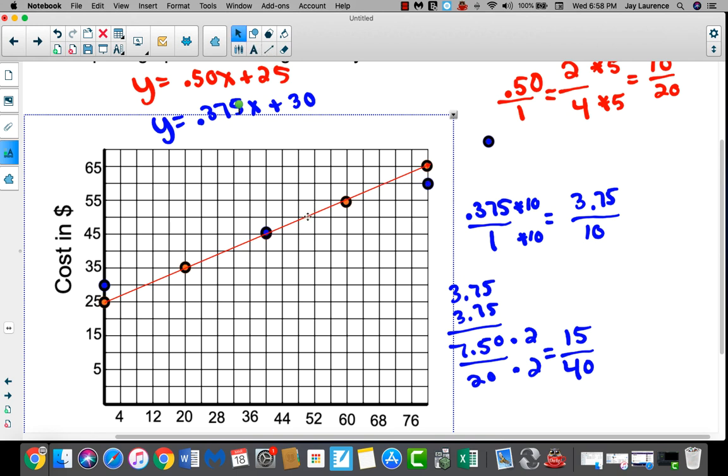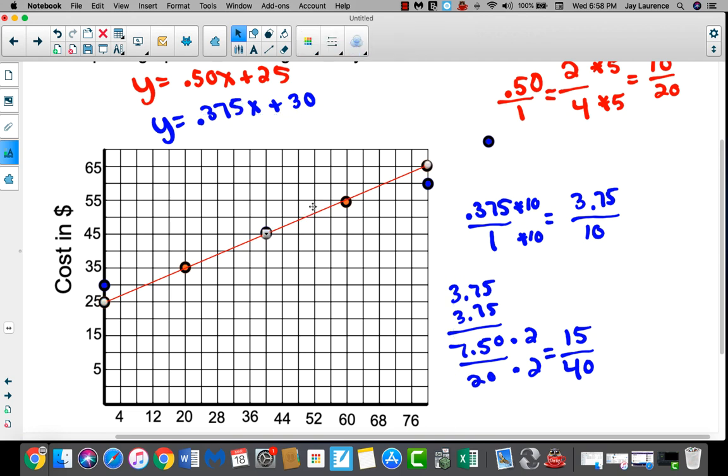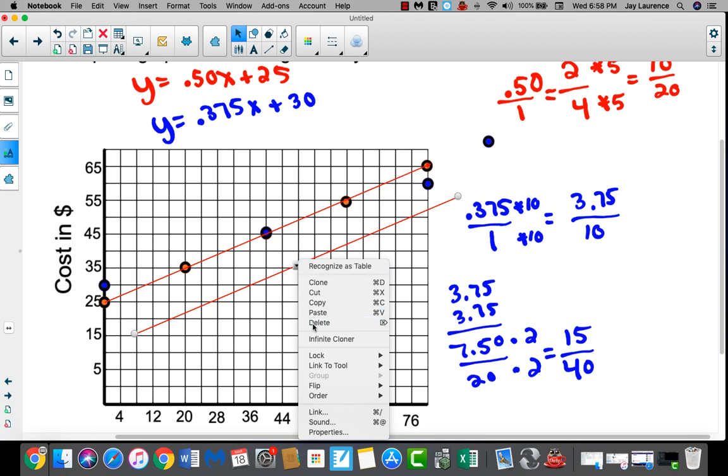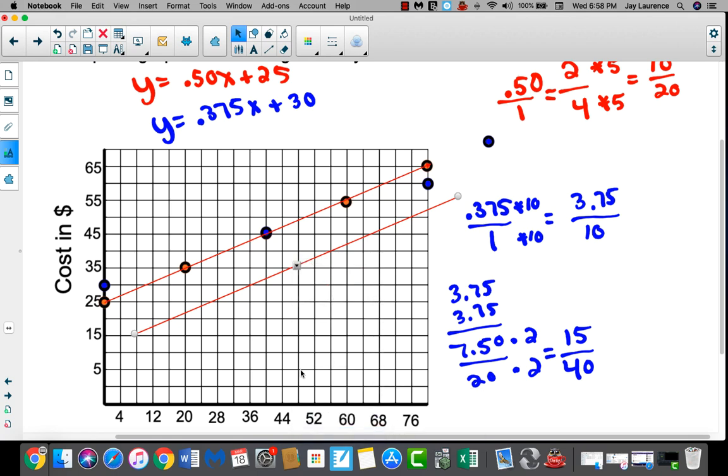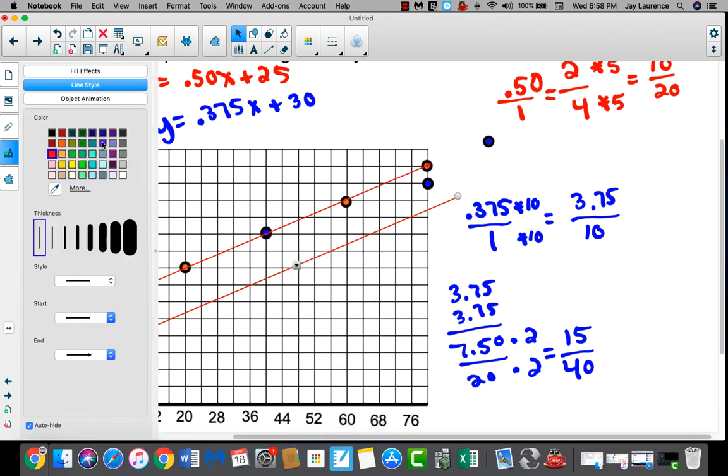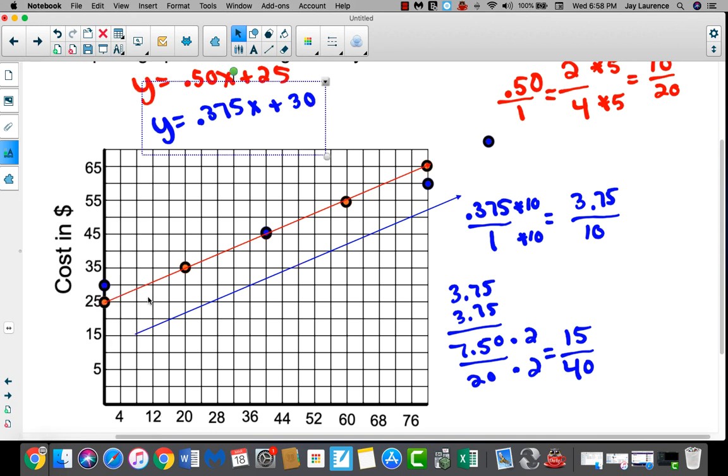Let me do it this way. It might be easier. I'm just going to clone this line. Maybe. There's kind of a lag going on. And I'm going to make it blue. All right. And I'll put this end at the y-intercept, and I will put this end there. And sure enough, they're intersecting right there.